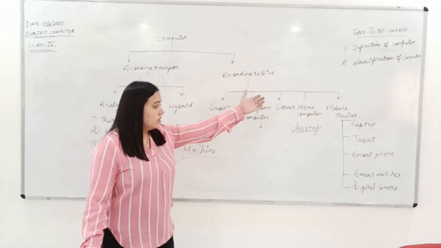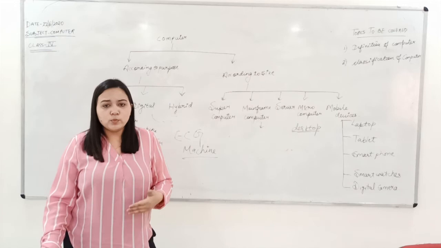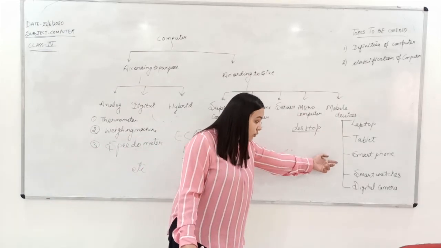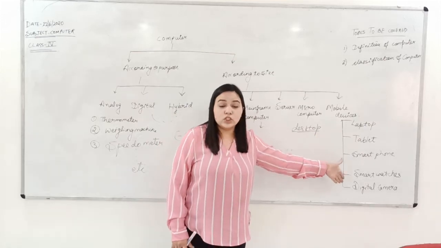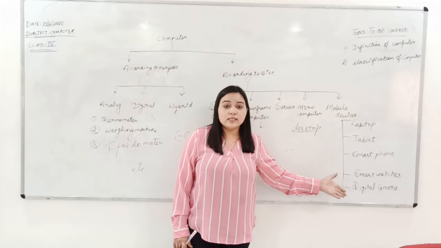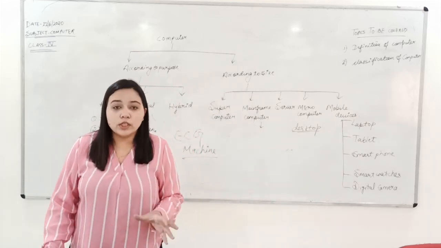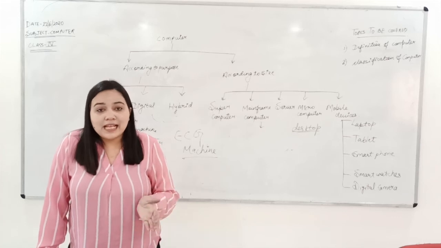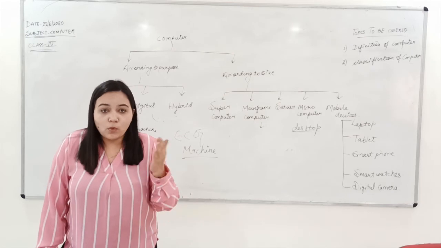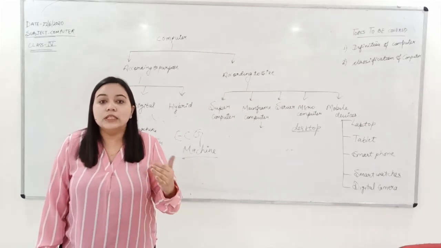Then come the mobile devices. Why are we calling these devices mobile? I have already written some examples: laptop, tablet, smartphone, smart watches, digital camera. Why am I calling all these devices mobile devices? What is mobile? Mobile is not just a phone that you are holding in your hand. Mobile means mobility. Anything which can move from one place to another, that is what we call mobile, or it has mobility in it.